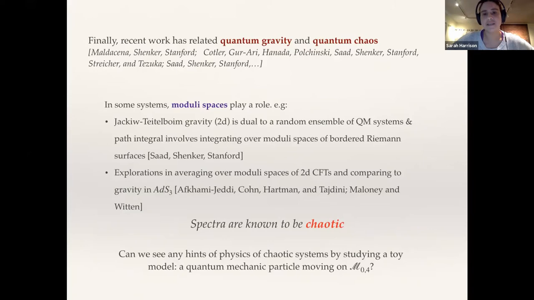So we're not going to do anything so specifically connected with quantum gravity today, though we are motivated by the connections between quantum gravity and chaos. But we're going to consider a toy model and ask the question, which is, can we see physics of chaotic systems by studying the motion of a quantum mechanical particle moving on M04, this moduli space of Riemann surfaces with four punctures? Okay, so that's a summary of our general motivation from a variety of directions.